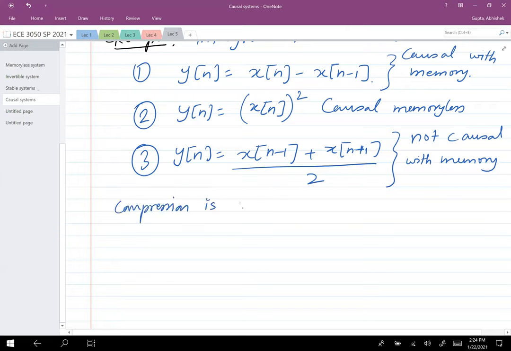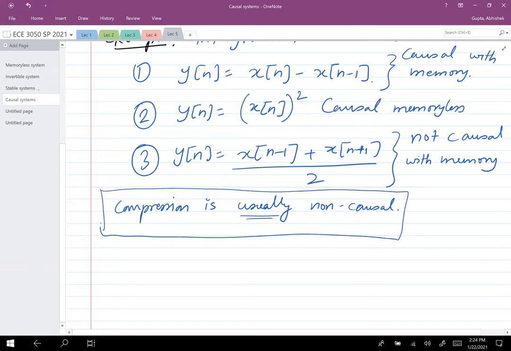So typically compression schemes are non-causal. Okay, there are compression schemes that would be causal, but typically compression schemes are non-causal systems. Any other question?